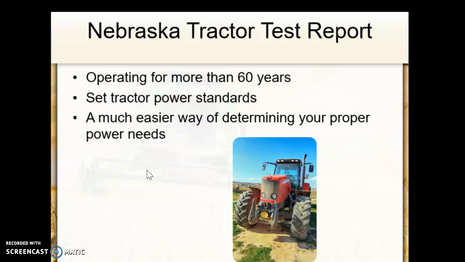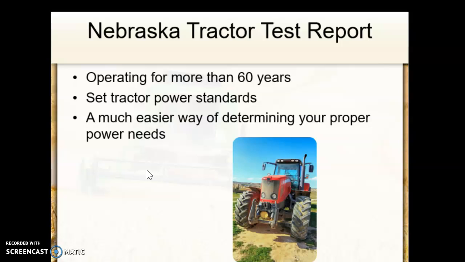The Nebraska tractor test was established at the University of Nebraska to basically provide a way to test those tractors and verify their quality and verify the power that they actually had compared to the power that the manufacturer advertised them as having. And Nebraska actually made it a law that any tractor model that was sold within the state of Nebraska had to be tested at the Nebraska tractor test to verify its quality. It's been operating for more than 60 years, and virtually all tractors that are manufactured now and sold in the United States are tested at the Nebraska tractor test.